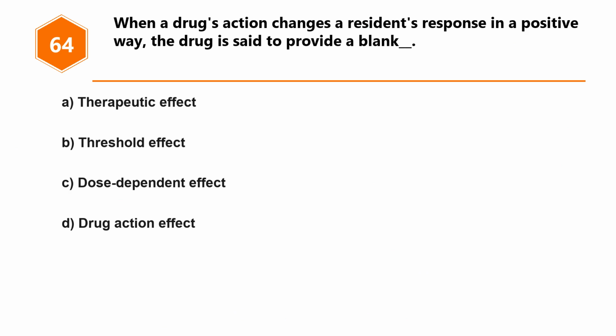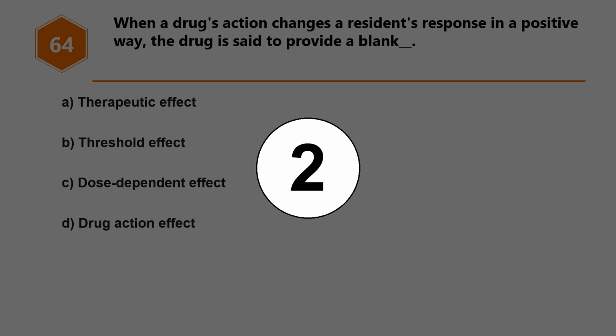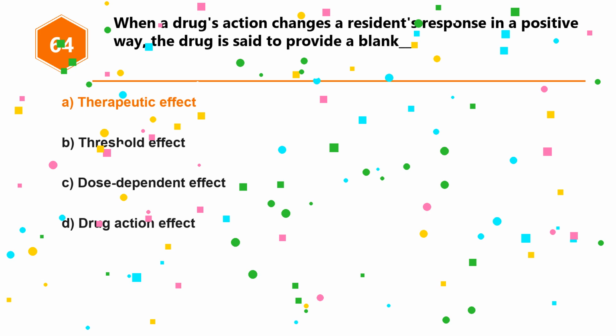Question 64. When a drug's action changes a resident's response in a positive way, the drug is said to provide a blank blank. Option A, therapeutic effect. Option B, threshold effect. Option C, dose-dependent effect. Option D, drug action effect. The correct answer is option A, therapeutic effect.